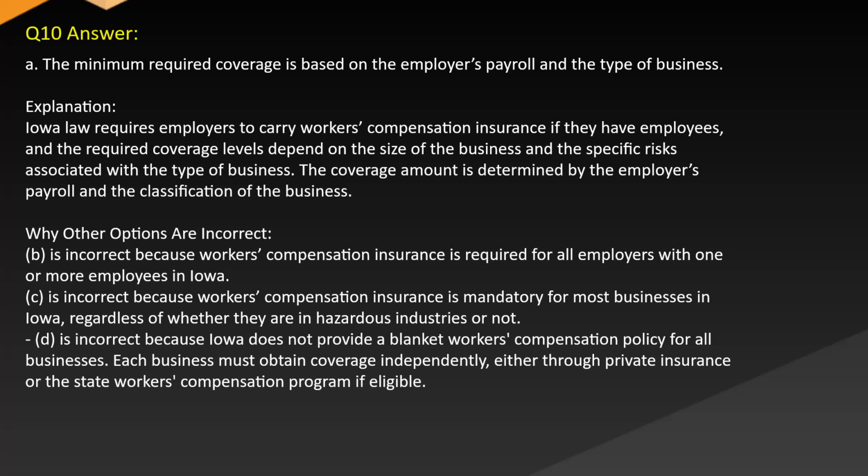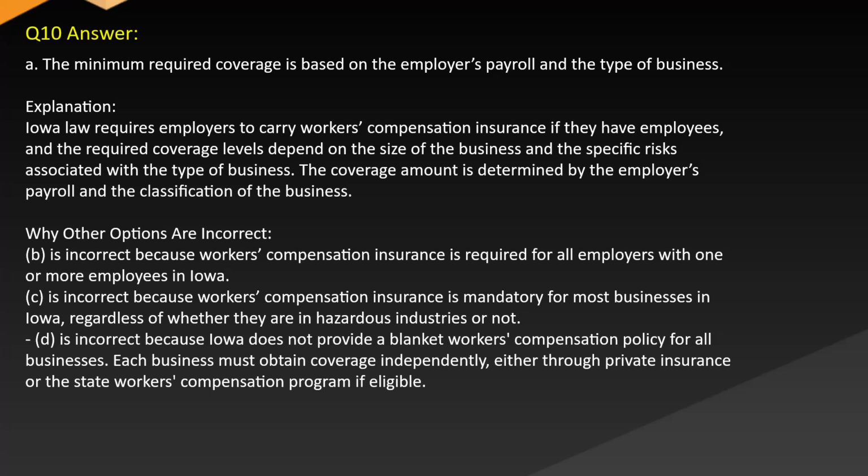Answer A. The minimum required coverage is based on the employer's payroll and the type of business. Explanation. Iowa law requires employers to carry workers' compensation insurance if they have employees, and the required coverage levels depend on the size of the business and the specific risks associated with the type of business. The coverage amount is determined by the employer's payroll and the classification of the business. While other options are incorrect.